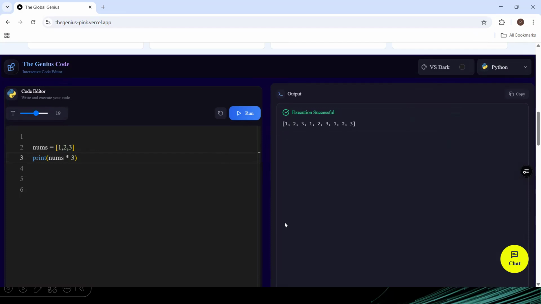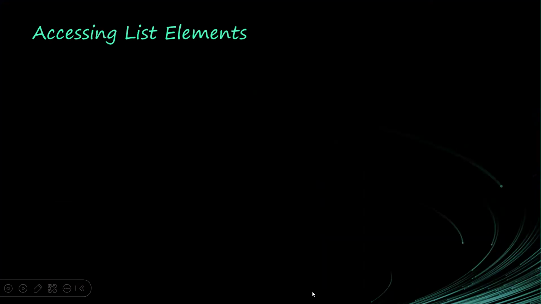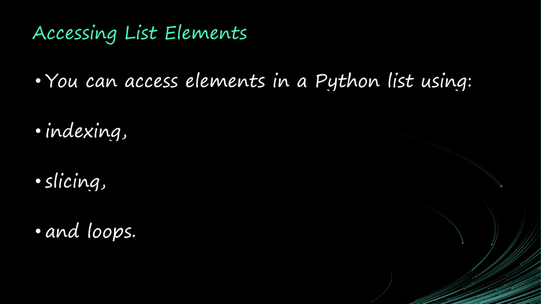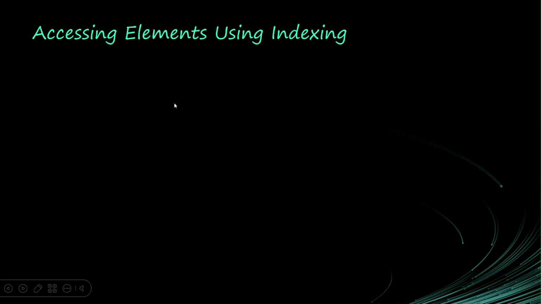As you keep writing your code, there will be need for all these things. So how do you access the elements in your list? Of course, when you have the list, you want to make use of the elements in it. You can access elements in a list using indexing, using slicing, or using loops. We'll talk about each of them one by one. Now let's take a look at the first one, accessing elements using indexing.